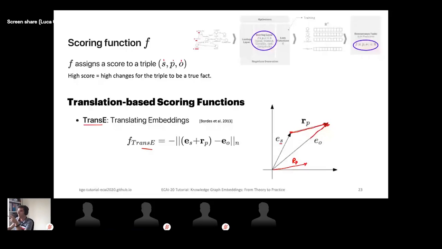So in a nutshell, the translating embedding function measures the distance between the sum of the embedding of the subject and the predicate and the embedding of the object. The closer this distance, the higher the chances that the triple is true. It's like saying George plus works for should pretty much end up being close to Acme Inc. If it does, probably George works for Acme is correct. Now, this is pretty much the intuition around translating embeddings. It still is a very popular model used in practice, also very simple to explain.